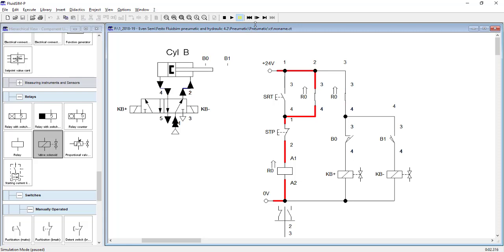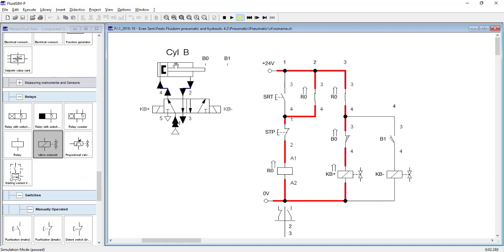Okay, I will just pause it and show you. See, piston B has gone completely inside. It has reached B0. Hence, B0 has become active and KB plus is getting electricity. As soon as KB plus gets electricity, it will change the position. See over here, it changed the position. Now piston B shall start moving forward.